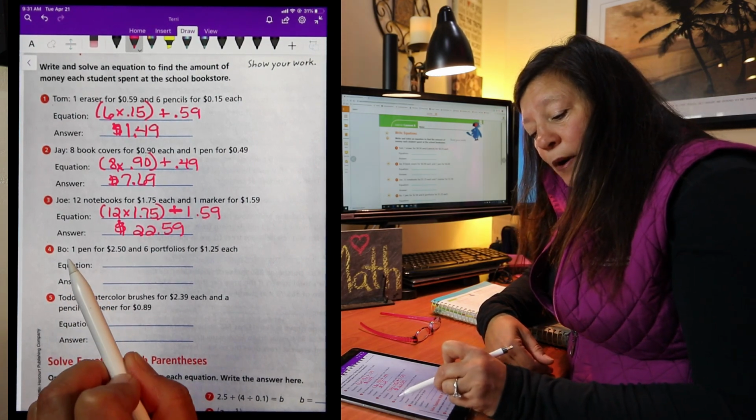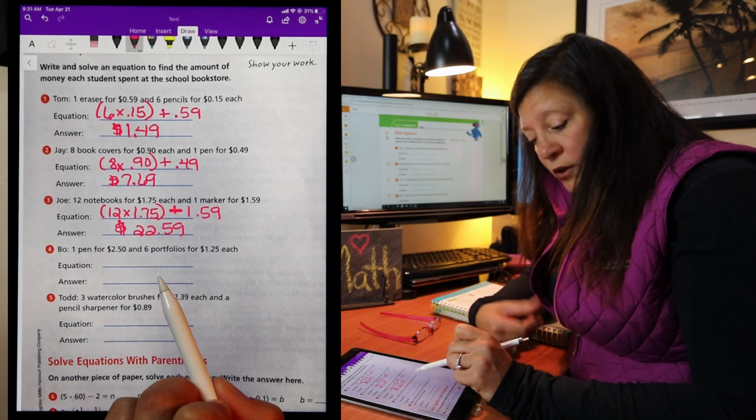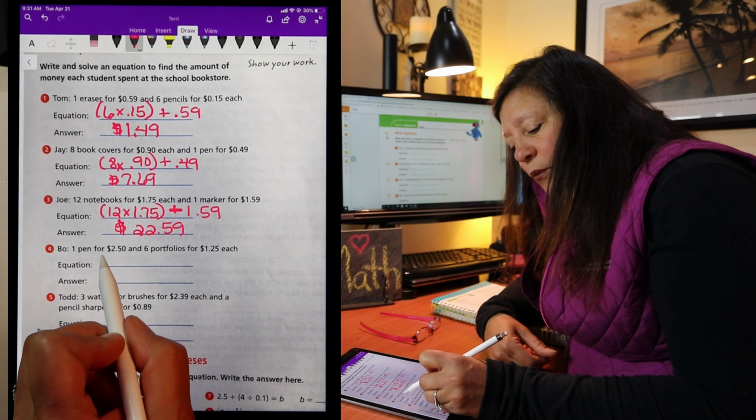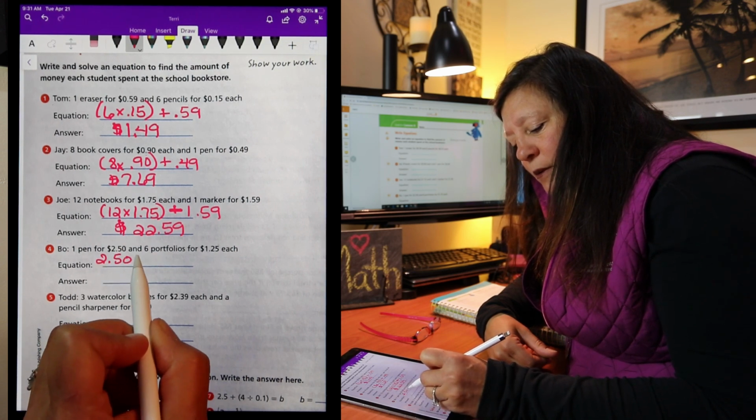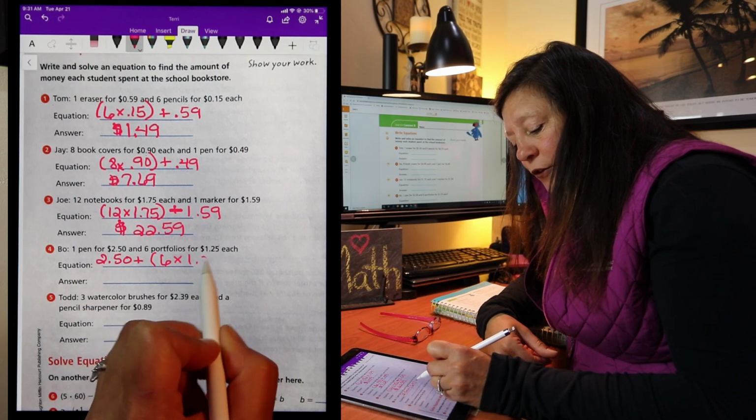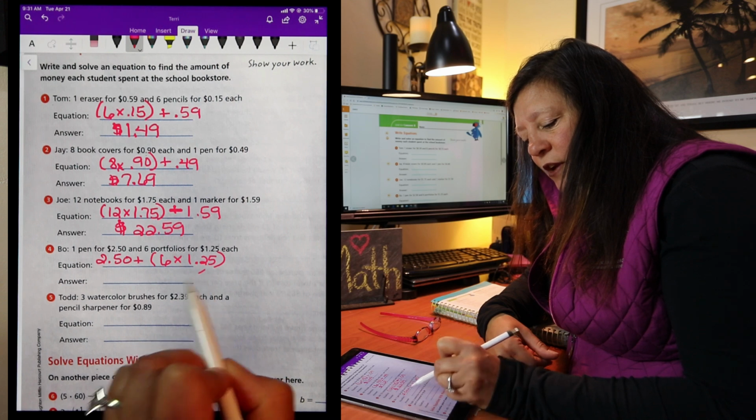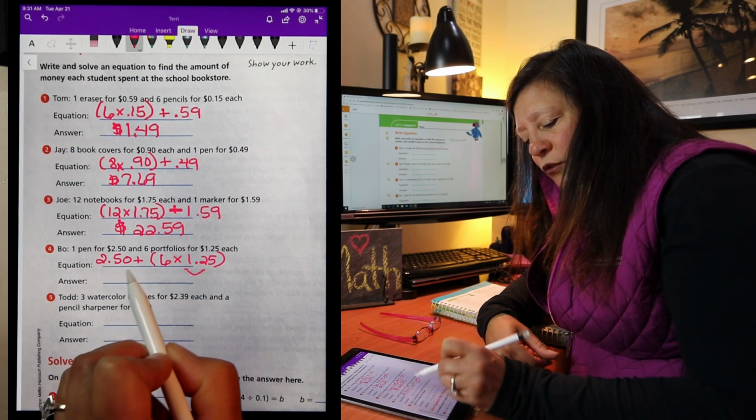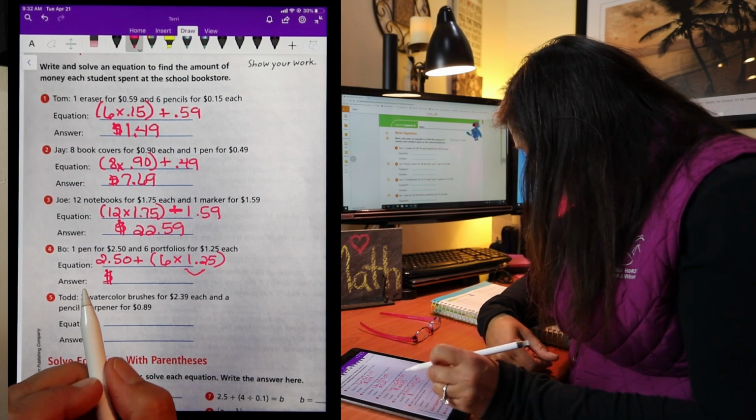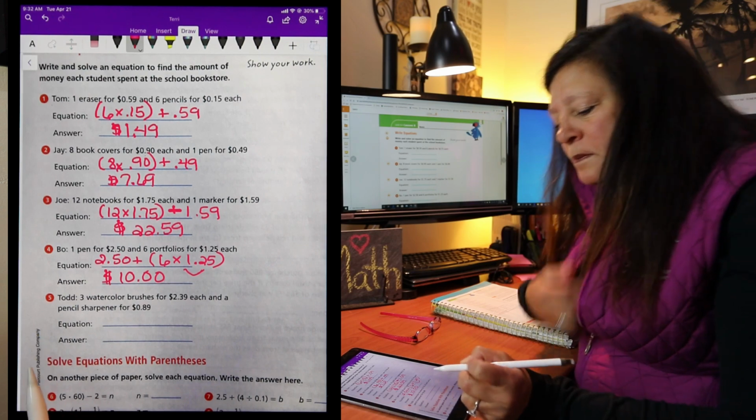Number 4, Bo bought 1 pen for $2.50, so that's alone, and 6 portfolios for $1.25 each. Now we can start with the $2.50 plus, and then we're going to put our 6 portfolios times $1.25 in the parentheses. Okay, so we're going to get this answer. Add it to your $2.50, and your total, when you are all done, should be $10. That's how much they spent.